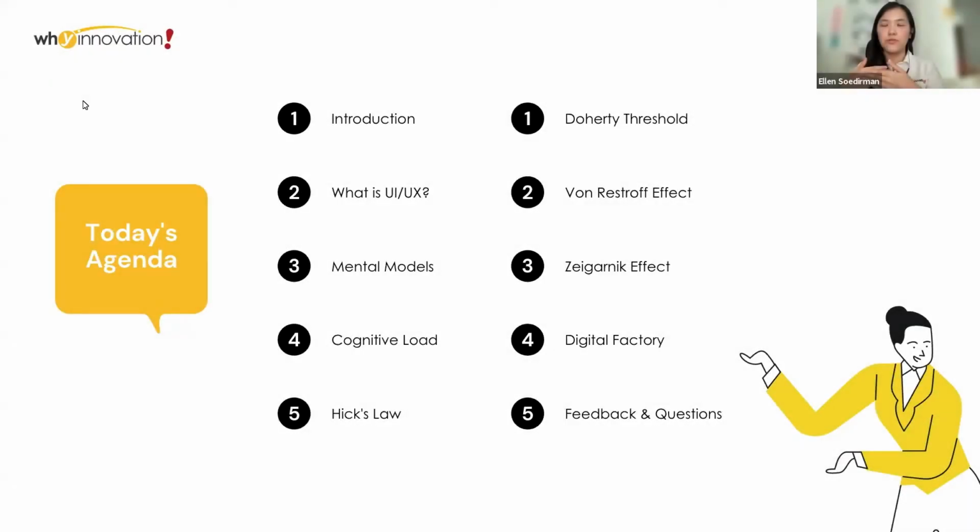Into the topic of the basics of UI UX. So what is UI UX? And after that, we will jump into the different topics and the different laws and principles of psychology in UI UX. I think we have about 6 of them. So I'll go through all 6 of them. And then we'll touch a little bit about our service, Digital Factory, and we'll end the whole webinar with some feedback and some questions. Okay? Sounds great? All right.